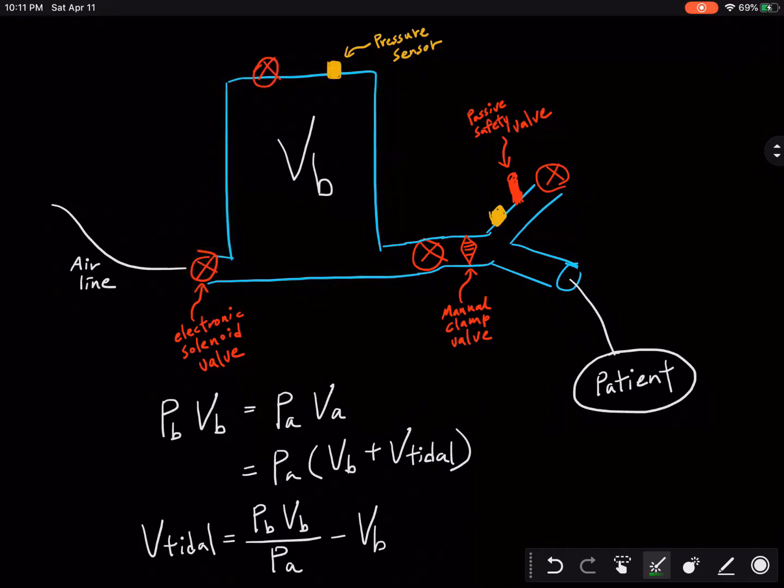We can set the inspiratory and expiratory ratio by adjusting the clamp valve here. The more open the valve, the faster the flow through this channel, and the shorter the inspiration period is, and vice versa. The ventilation pressure is continuously monitored by this pressure sensor here.